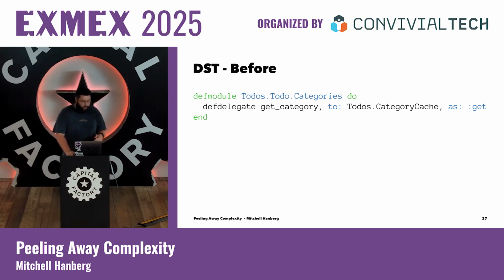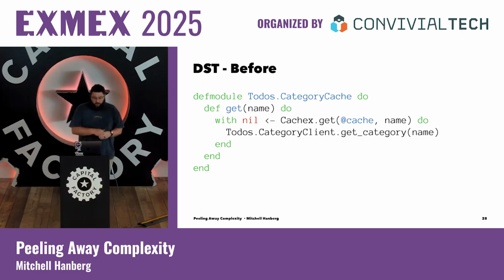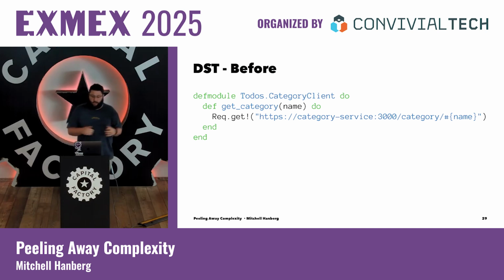Okay, we've got to jump through there, and we get to our cache, and we see it's the cache. And if there's nothing in the cache, we reach out to something called the category client to get our category from the category service. Here we see we've got a wreq call here to reach out to the category service. And these are two side effects. The Cachex and the wreq call are both side effects, and they're both extremely deep in this stack trace and very far away from our boundary at the entry point.